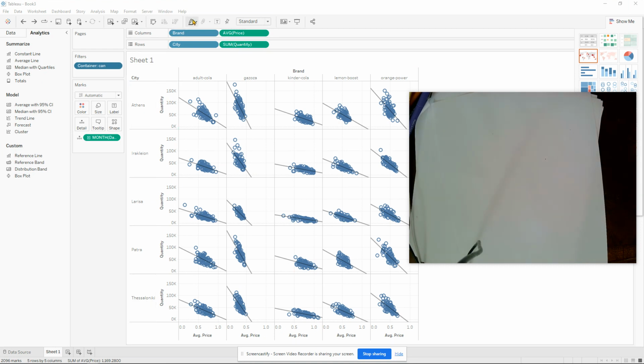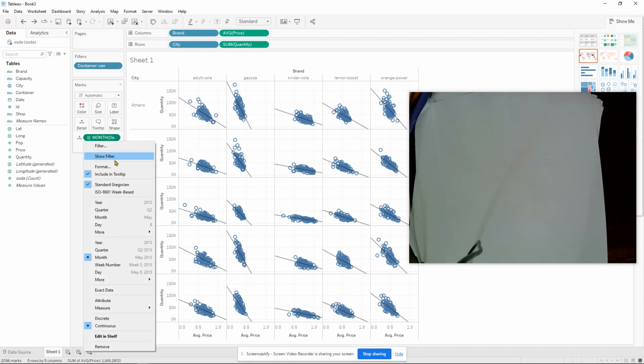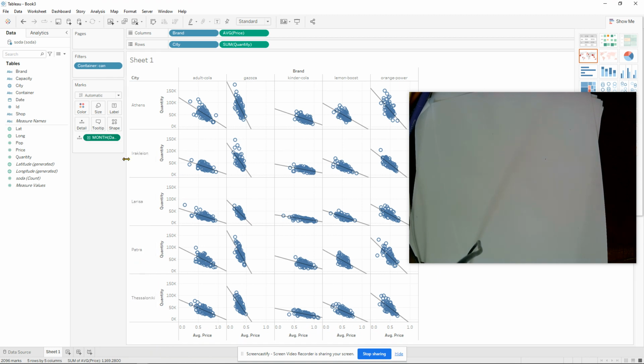Cities are in the rows. And then what I've done is looking at the average price and the sum of quantity. Looking at the data, I took the date, dragged it down into the details to get the scatter plot, and then I selected the month with both month and year, not the one where it just says month. Okay, we did that.